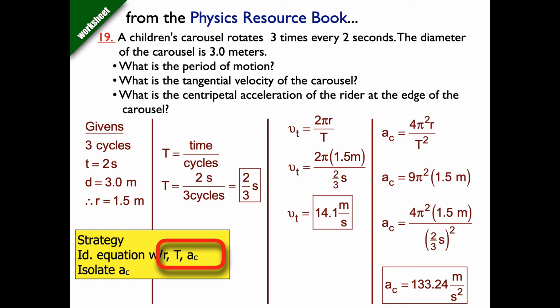Now, when I'm looking at this, I'm thinking, this is really not a children's carousel. 2/3 of a second to go around 3 times. The tangential velocity is 14.1 meters per second. That's like 30 miles per hour at the edge of this carousel. And the acceleration, 1.33 meters per second squared. If I divide that by 9.8, holy cow, that's over 13 G's on the outside of the carousel. So clearly it's mislabeled. It is not your typical children's carousel.